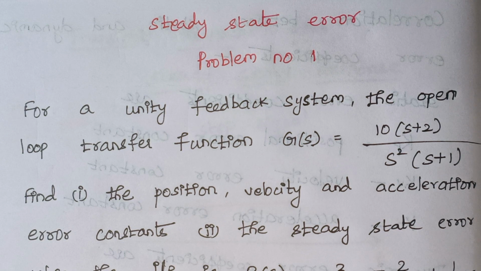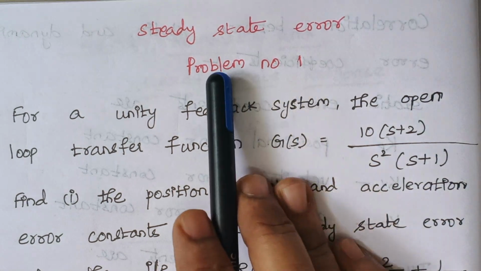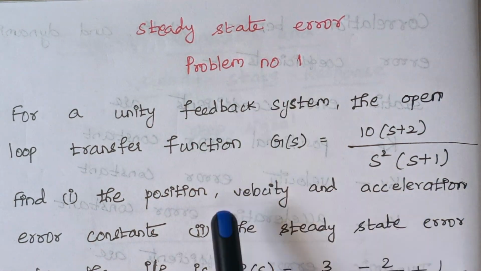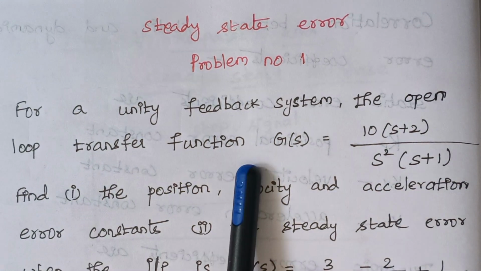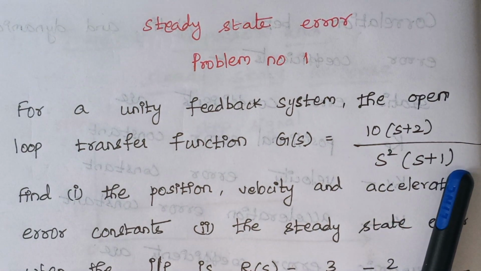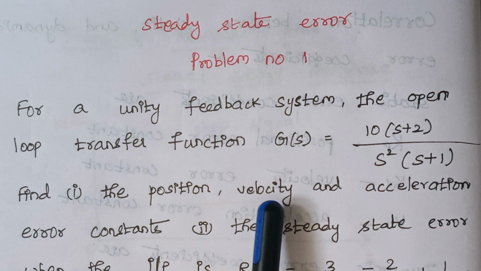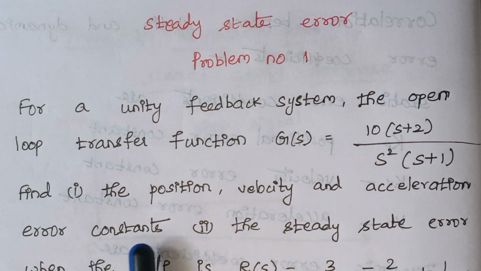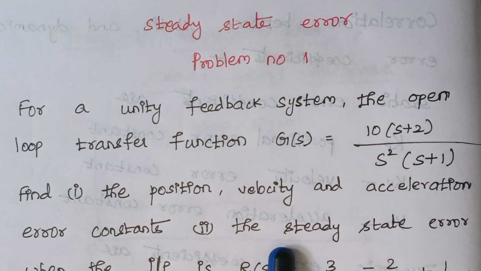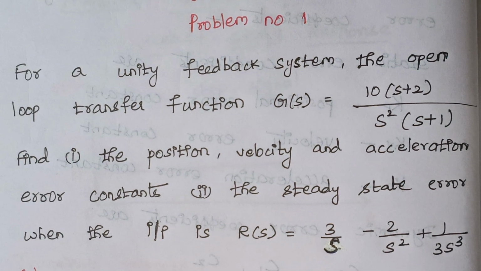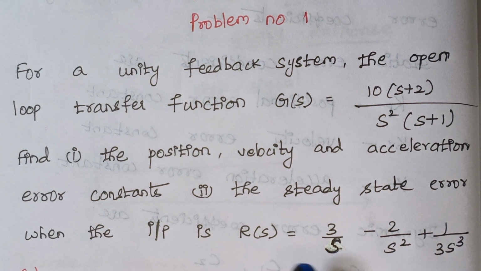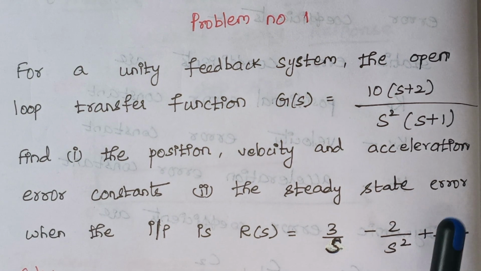Today we are going to solve problem number 1 under the category steady state error. For a unity feedback system, the open loop transfer function is given by this. Find position, velocity and acceleration error constants. And the second one is find the steady state error for the given input. This is your input R of S. It is given by this expression, right?